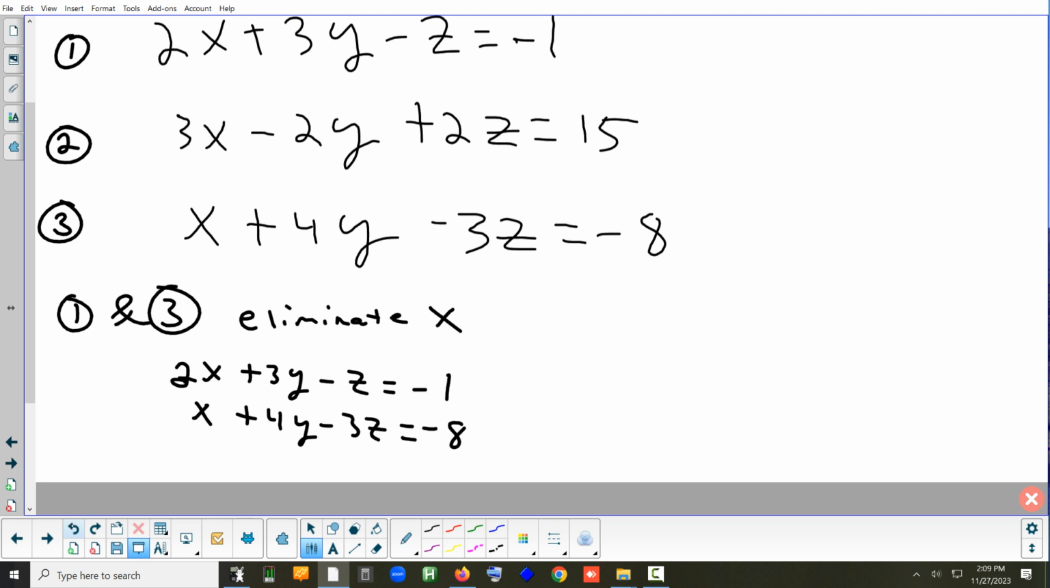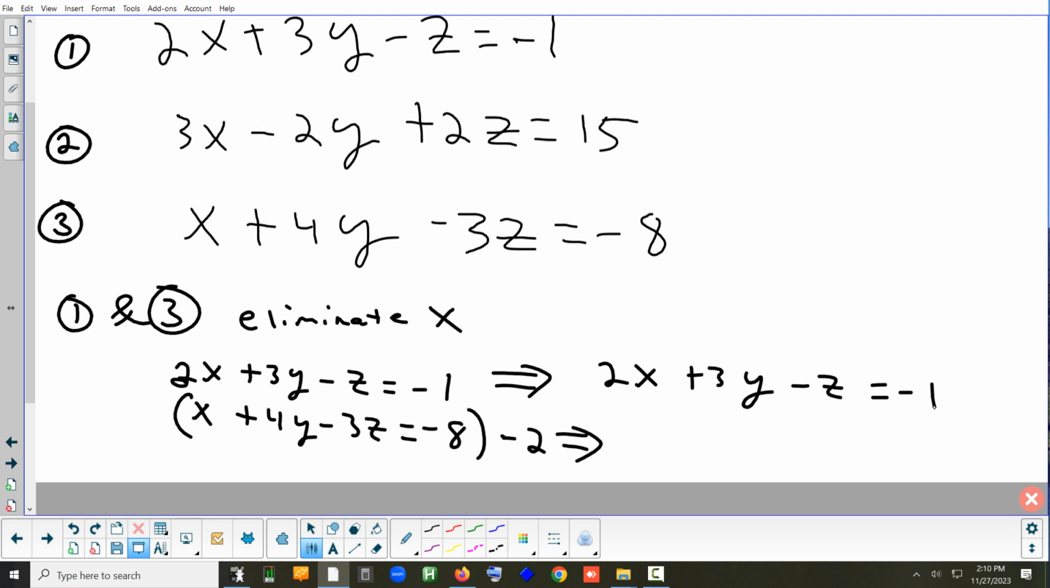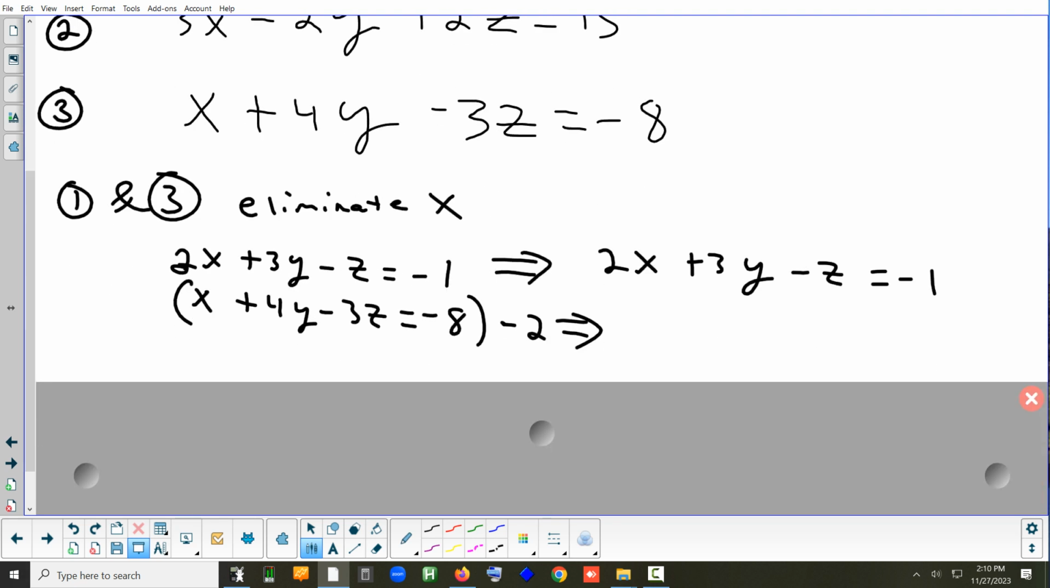All right, so what could we do? Tell me which equation I need to multiply first, and then we'll see what we multiply it by. Will we multiply the top or the bottom to get rid of the x? Multiply the bottom. Yep. What are we going to multiply the bottom one by? -2. Yep, -2. So the top, I'm just going to copy over: 2x, 3y, minus z. And now let's do our multiplying by -2.